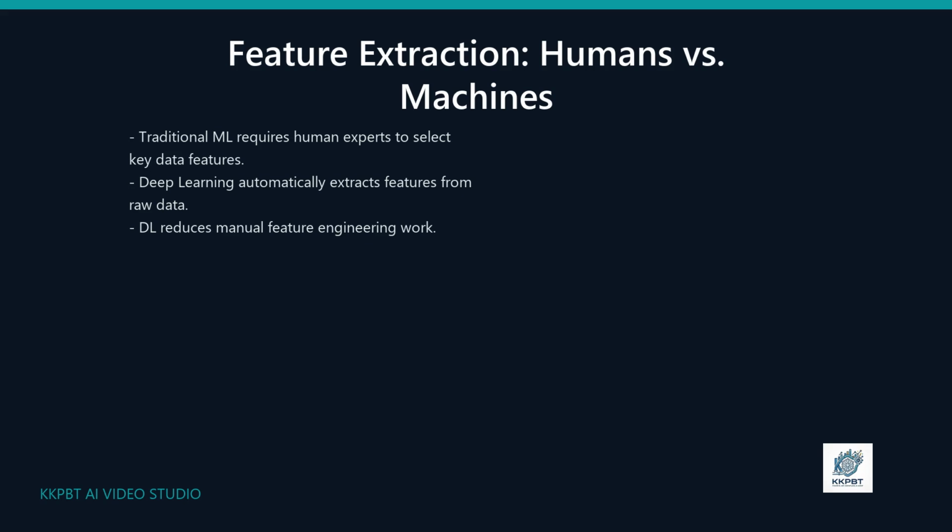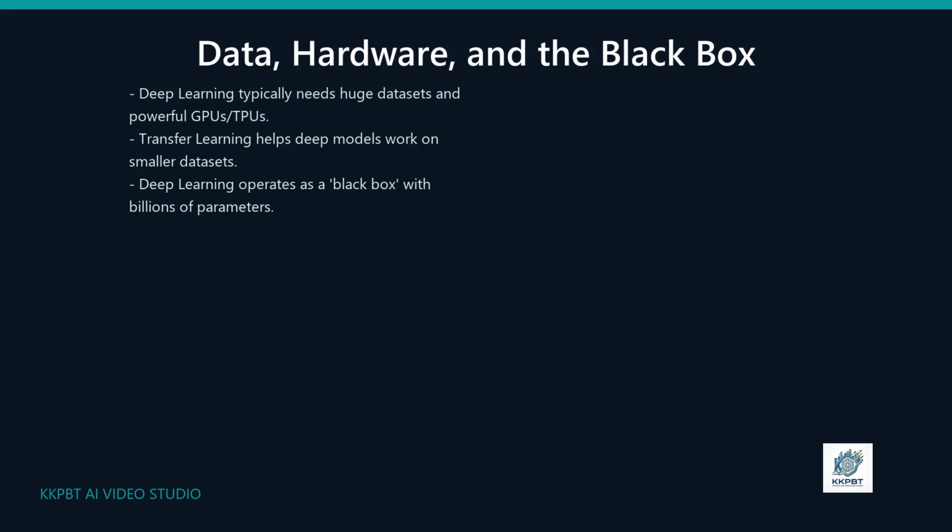One of the biggest differences between the two comes down to feature extraction. Imagine teaching a computer to recognize cars. With traditional machine learning, a human expert must tell the computer which features matter, like looking for round wheels or rectangular windows. This manual work is called feature engineering. But deep learning does this automatically. Give a deep learning model thousands of car photos, and it figures out the important visual features all on its own.